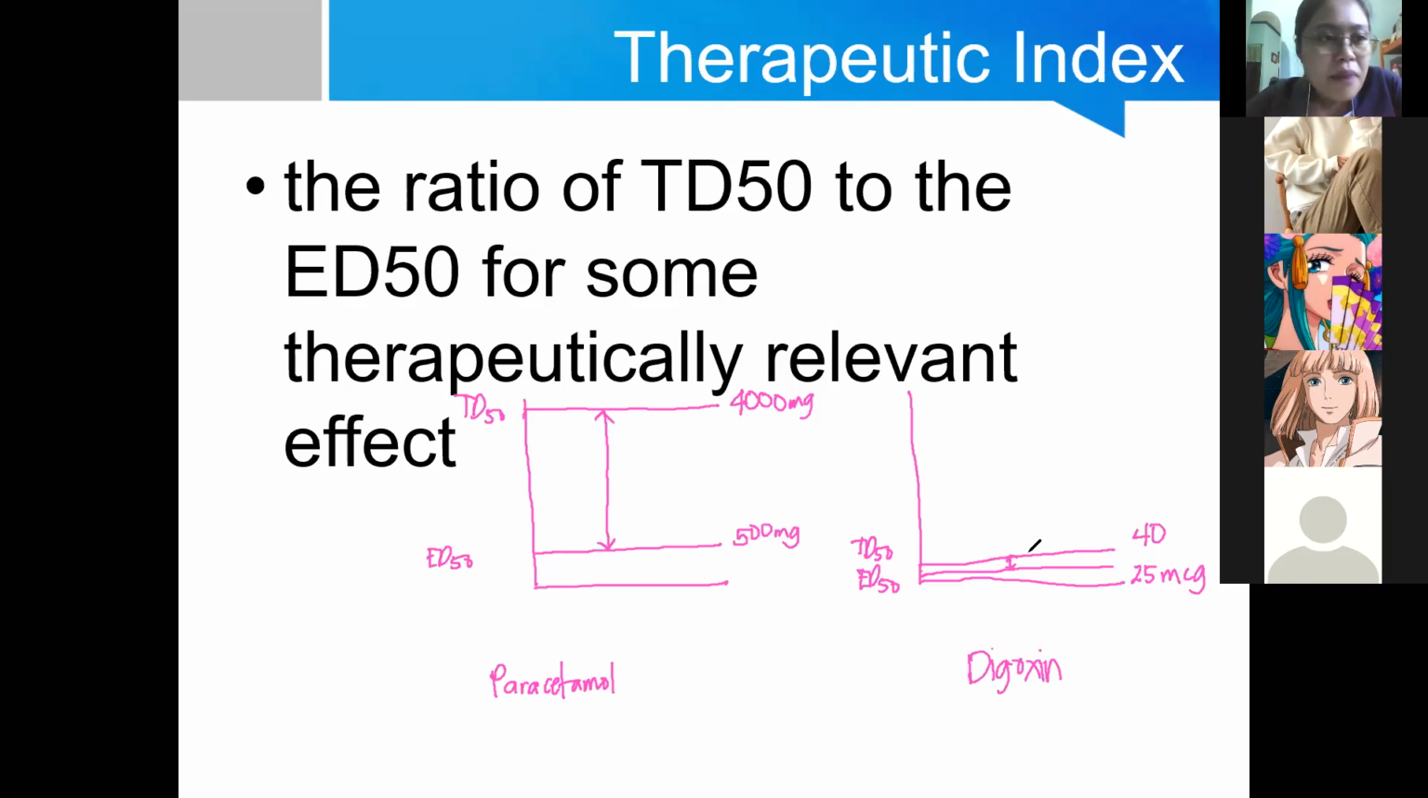Paracetamol, bisan pag nakalimot ka na double dose nimo, you are still in the therapeutic window. Wala pa siya toxicity. So pag 500, nakalimot ka, nakainom ka ulit, nahimo na siya 1,000. But again, you are still in the therapeutic window. Now, paano kung si digoxin imong nakalimtan?